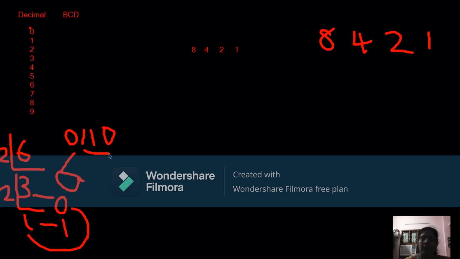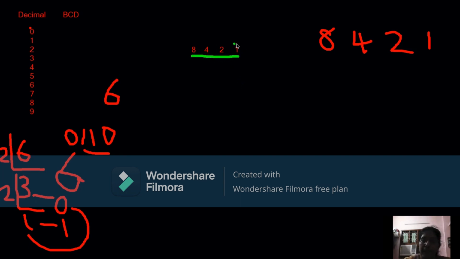Understood? Now I will tell you one more interesting technique. Using the 8421 code, using BCD, you can find the binary equivalent for any of the decimal digits. How? For the same 6 I take. That is how to find it now. You have these bit positions.